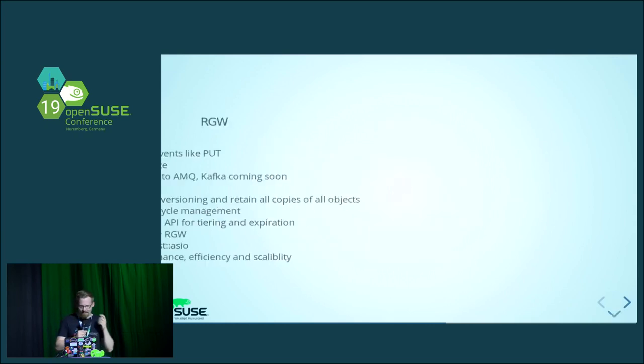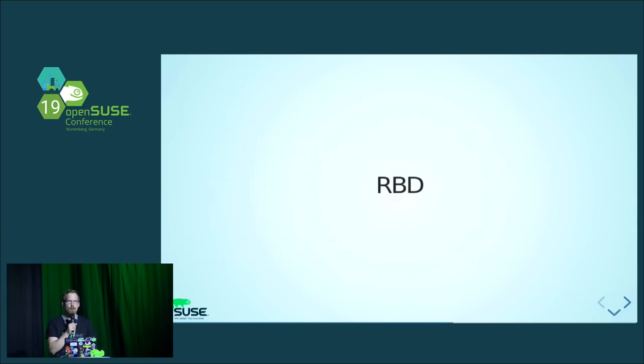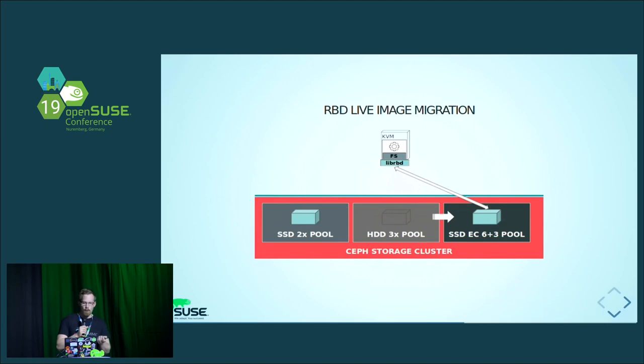Let's see. RBD, I think that's really interesting. The next feature for everyone who uses a Ceph cluster underneath their virtual machine environment: we now support RBD live migration, which is really cool. So you can migrate an RBD from one pool to another. In the past, that wasn't possible. If you create an RBD in a specific pool, you are bound to it. And now you can just live migrate between different pools, even between replicated and erasure-coded pools. I think that's a big step forward.